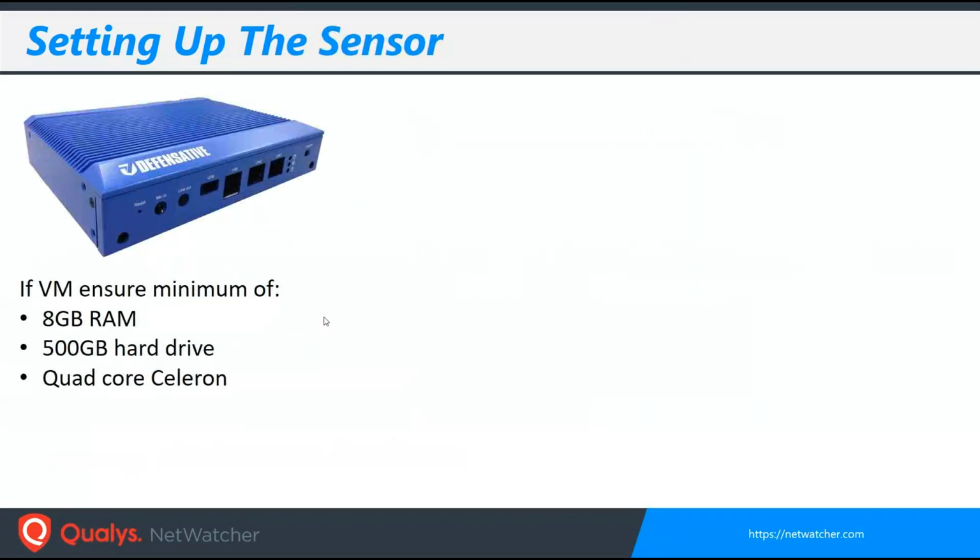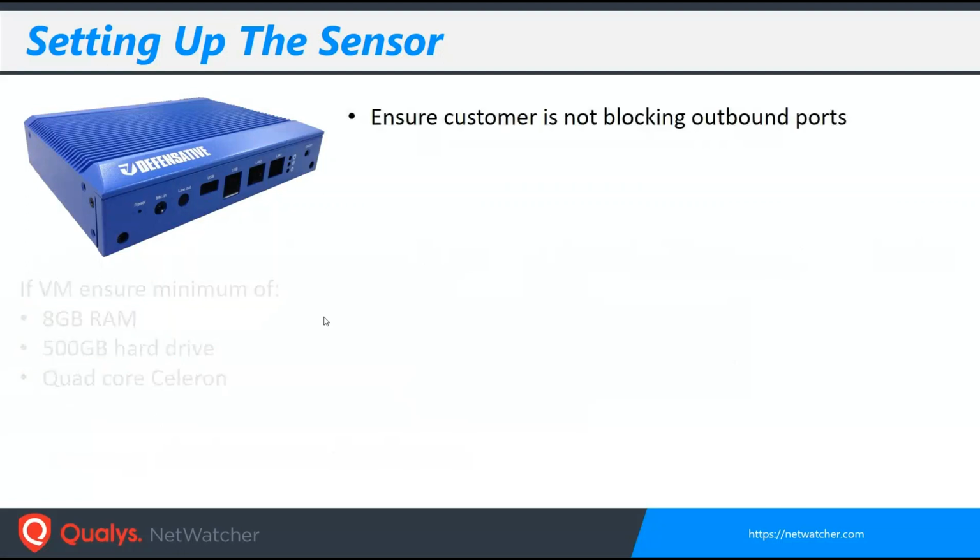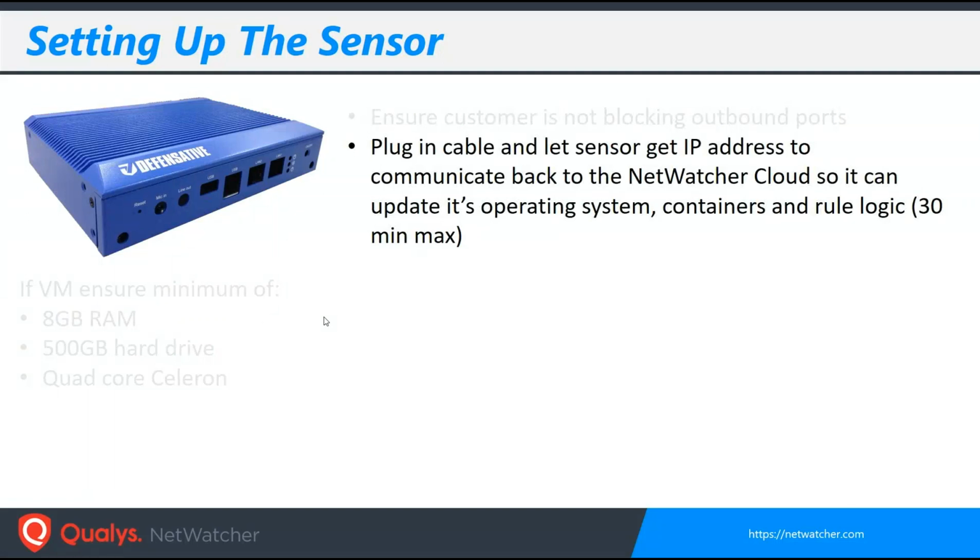Oh, actually, let me give you one more here. I told you a little bit about the sensor. Make sure you're not blocking outbound ports. Make sure you plug in the sensor when you get it, let it get an IP4 address, and just start downloading any updates that it needs. I usually turn sensors on and let them update for 30 minutes before I take them out to the customer, just to make sure it's all updated. It limits my time if I'm at a customer. I don't have to sit around and wait for it to update. It's always a good practice to let it do that.